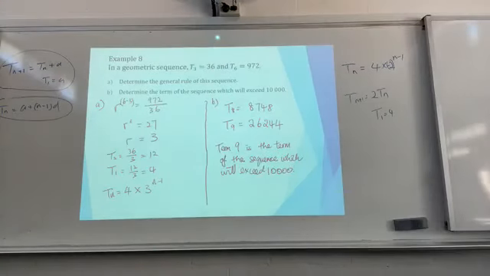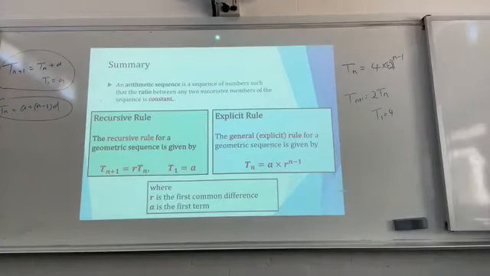And for those of you who have not finished, just very quickly, a summary. A geometric sequence is a sequence of numbers such that the ratio between any two successive members of the sequence is a constant. So you've got a recursive rule and you've got an explicit rule. Know that R is the ratio, the common ratio, and A is always the first term.